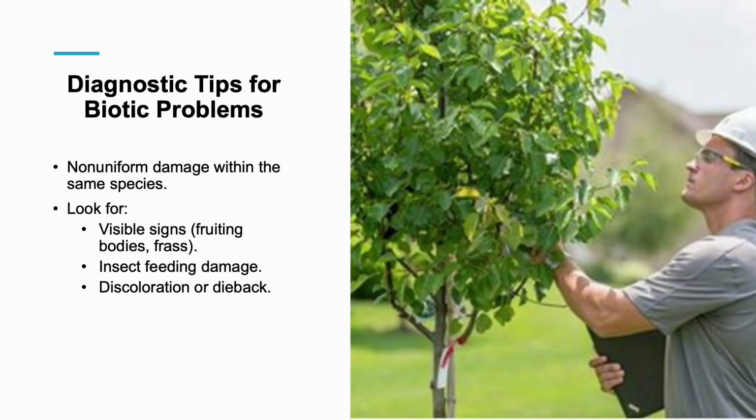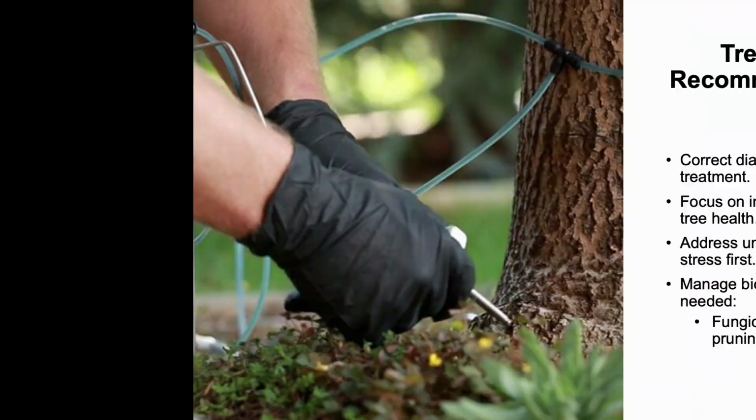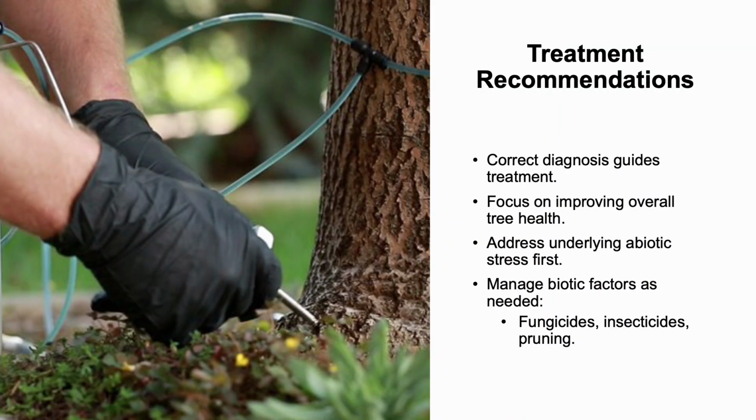And we also mentioned biotic problems usually cause non-uniform damage within the same species. You want to look for visible signs such as frass, exit holes, or fruiting bodies. Discoloration and dieback can indicate biotic stress as well. Correct diagnosis guides effective treatment. You want to focus on improving overall tree health, addressing abiotic stress first, managing biotic factors with appropriate treatments such as fungicides, insecticides, or pruning as needed.